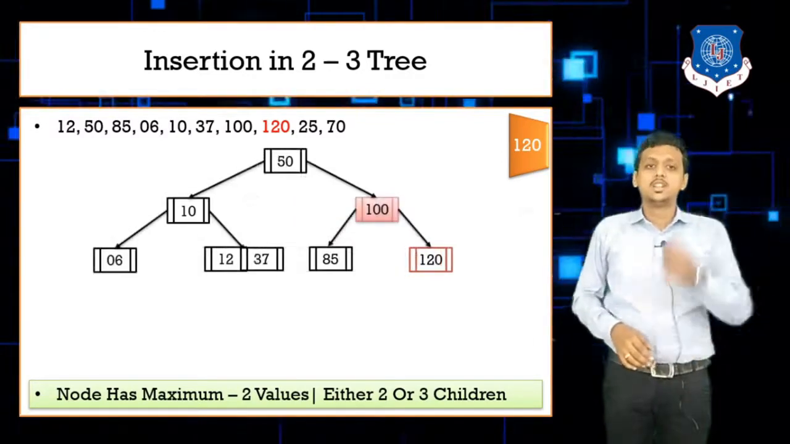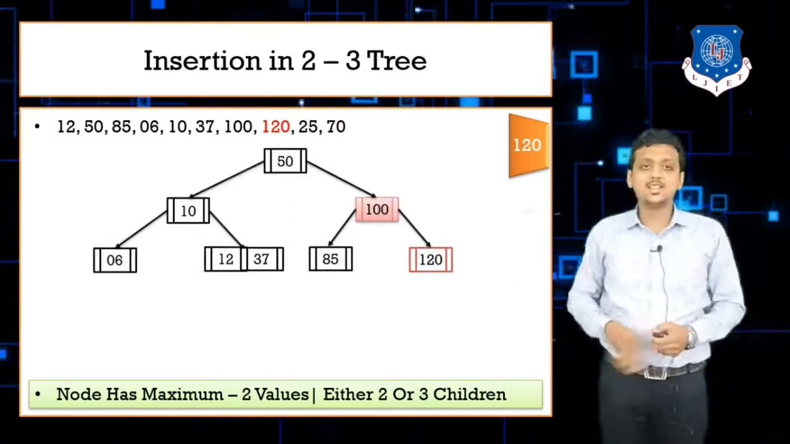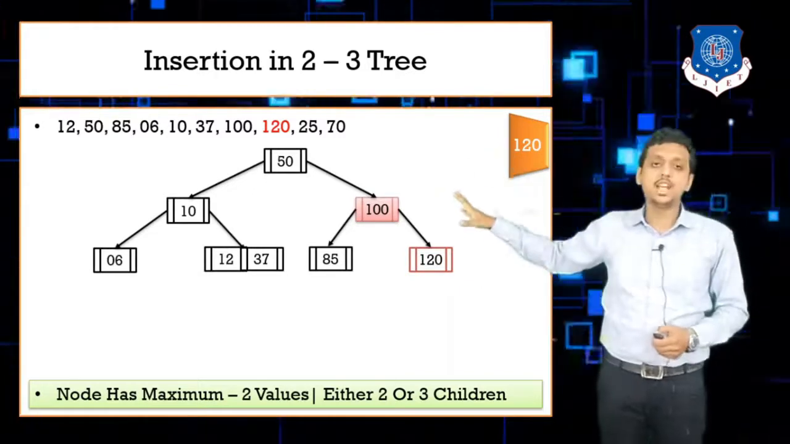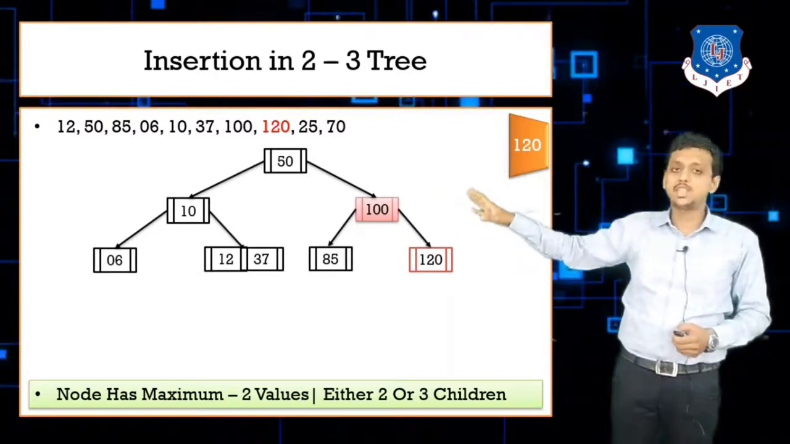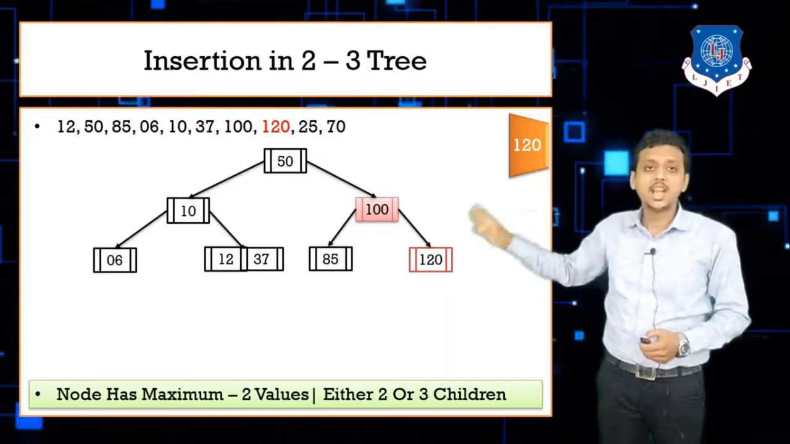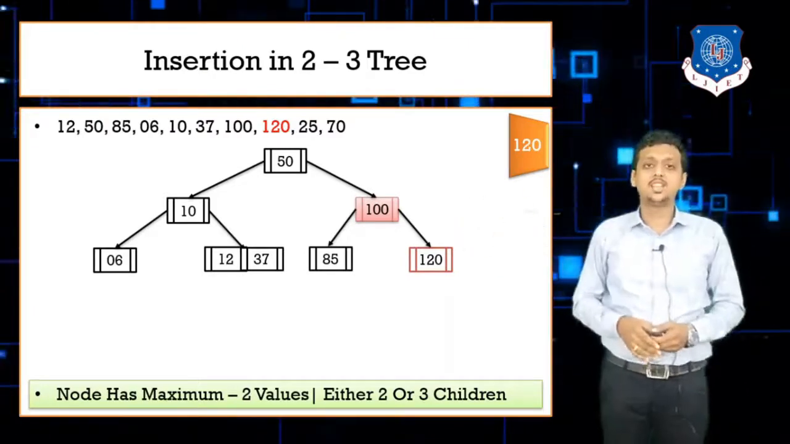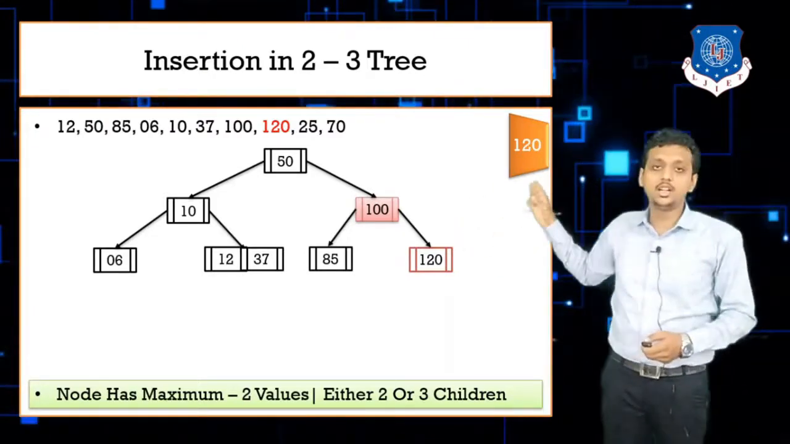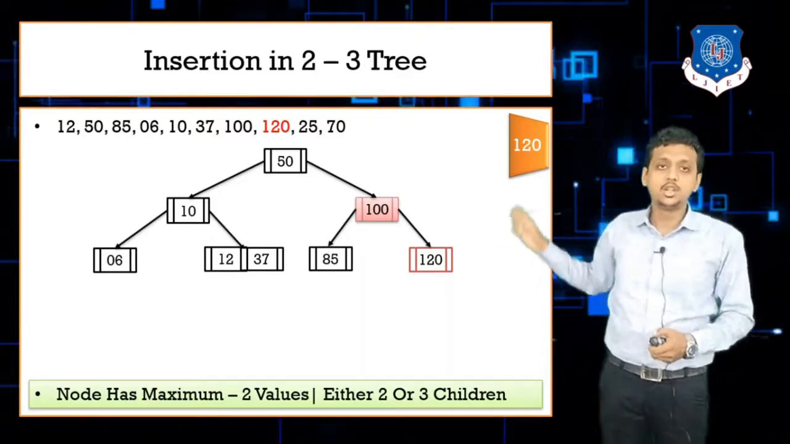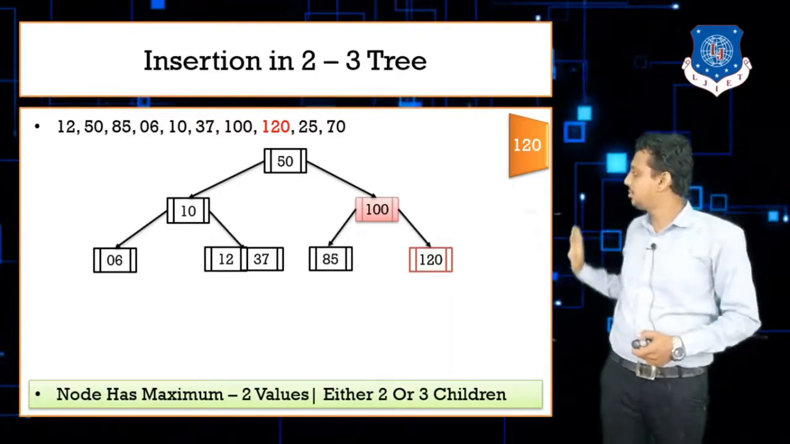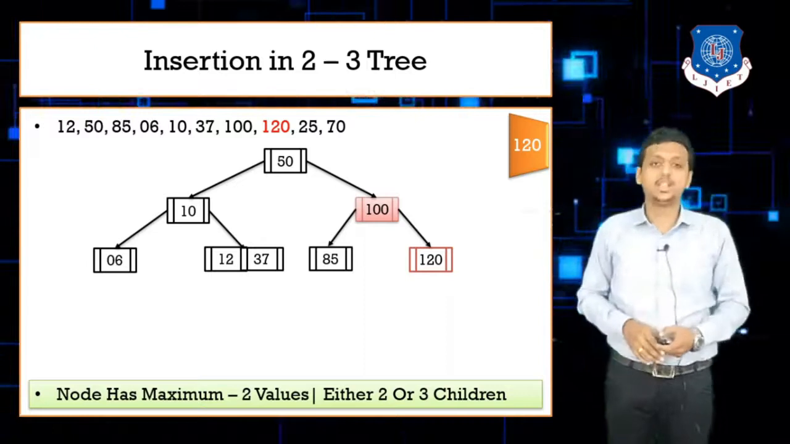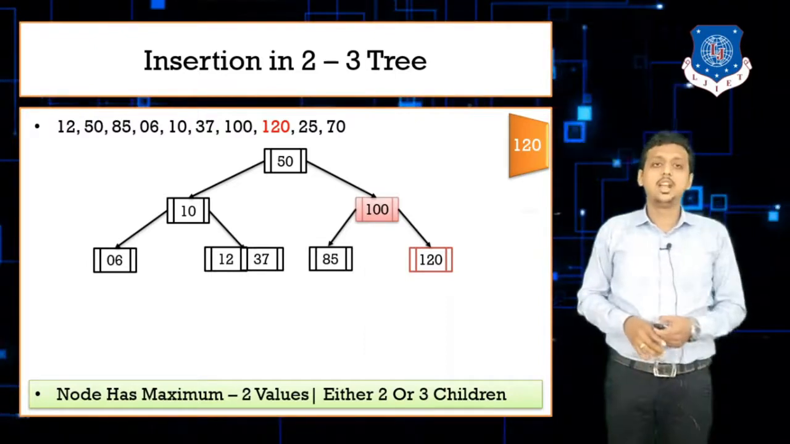So this is my final answer. 50, and on the left side of the 50 I have 10. On the left side of the 10, students, I have 6. In between 10 and 50 I have 12 and 37. On the left side of the 100, students, I have 85. And on the right side of the 100 I have 120. Now let's have the next value.